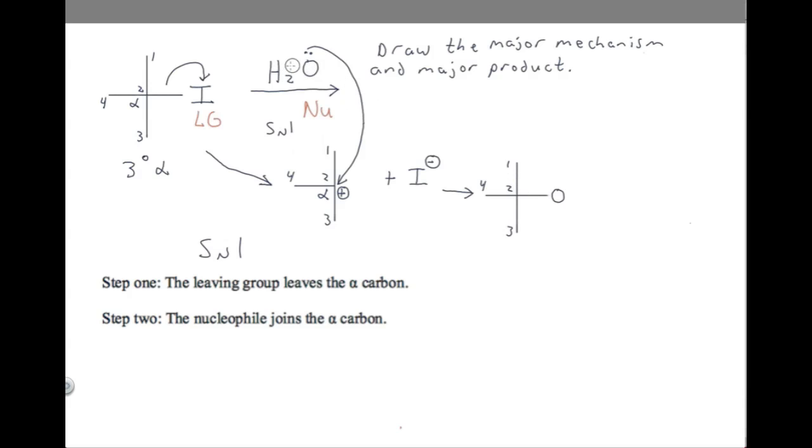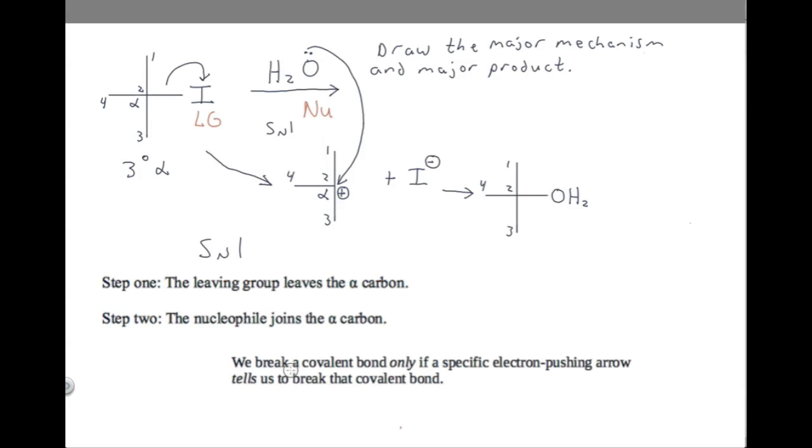What about these hydrogens? Should these two hydrogens still be bonded to the oxygen? Absolutely, because they were covalently bonded. These hydrogens are covalently bonded to the oxygen because everything here is a non-metal. Well, we never break a covalent bond unless there's an arrow that tells us to break it. In the SN2 series, we discussed that we only break a covalent bond if there's an electron pushing arrow that tells us to break that covalent bond. Well, there's no electron pushing arrow telling us to break the covalent bond between the hydrogens and the oxygens.